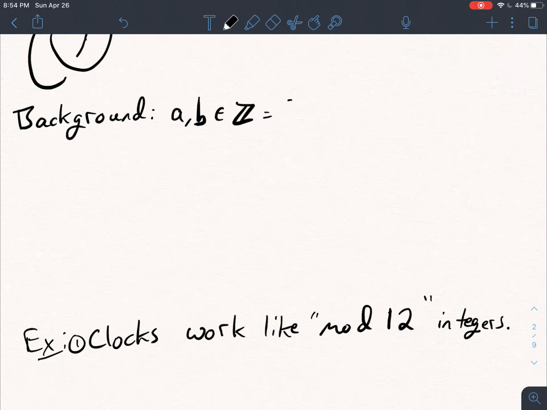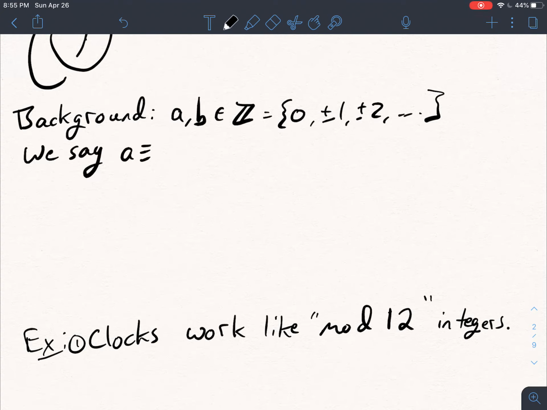Okay. What I want to talk about for the background is addition mod p. So a and b are going to be integers. Z is the set of integers, so that's going to be 0, plus minus 1, plus minus 2, 3, negative 3, and so on and so forth. Those are your integers.